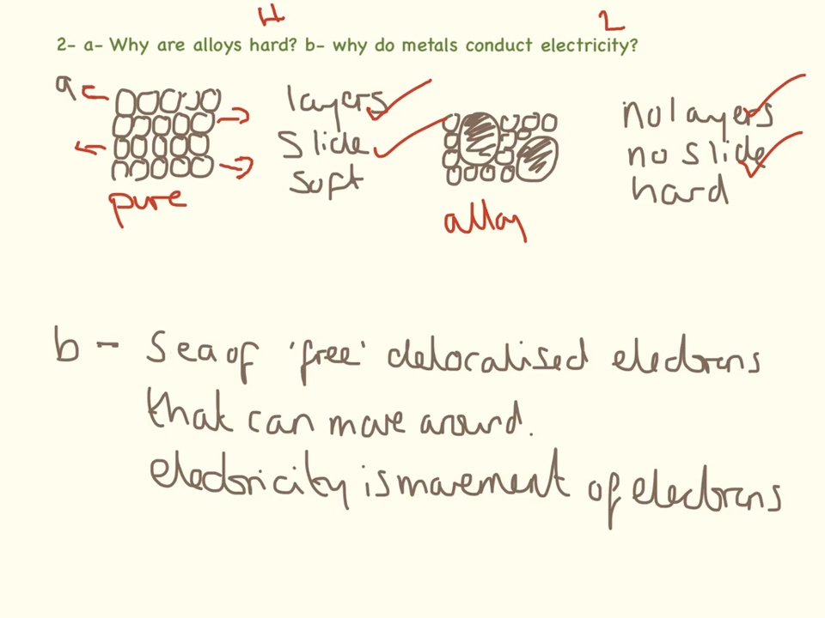I didn't write this out in full. When you come to the exam, please don't just write layers and sliding, write proper sentences for me. And then, why do metals conduct electricity? Because there is a sea of free or delocalized electrons that can move around. You could also have ions that can move around, and electricity is the movement of electrons. So it's seemingly a really simple and easy question, but unless you're picking up the keywords from the mark scheme, you're not going to be getting full marks for it.